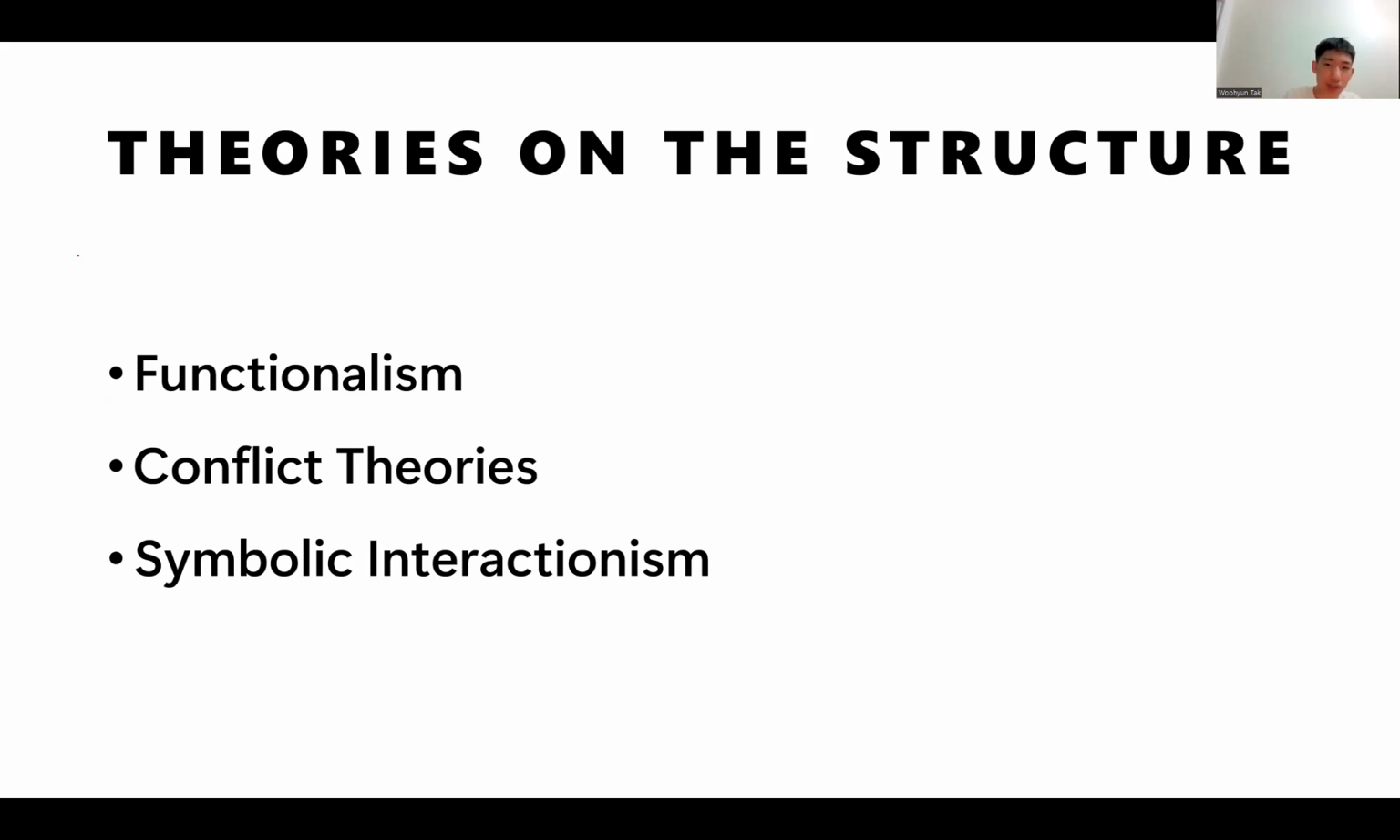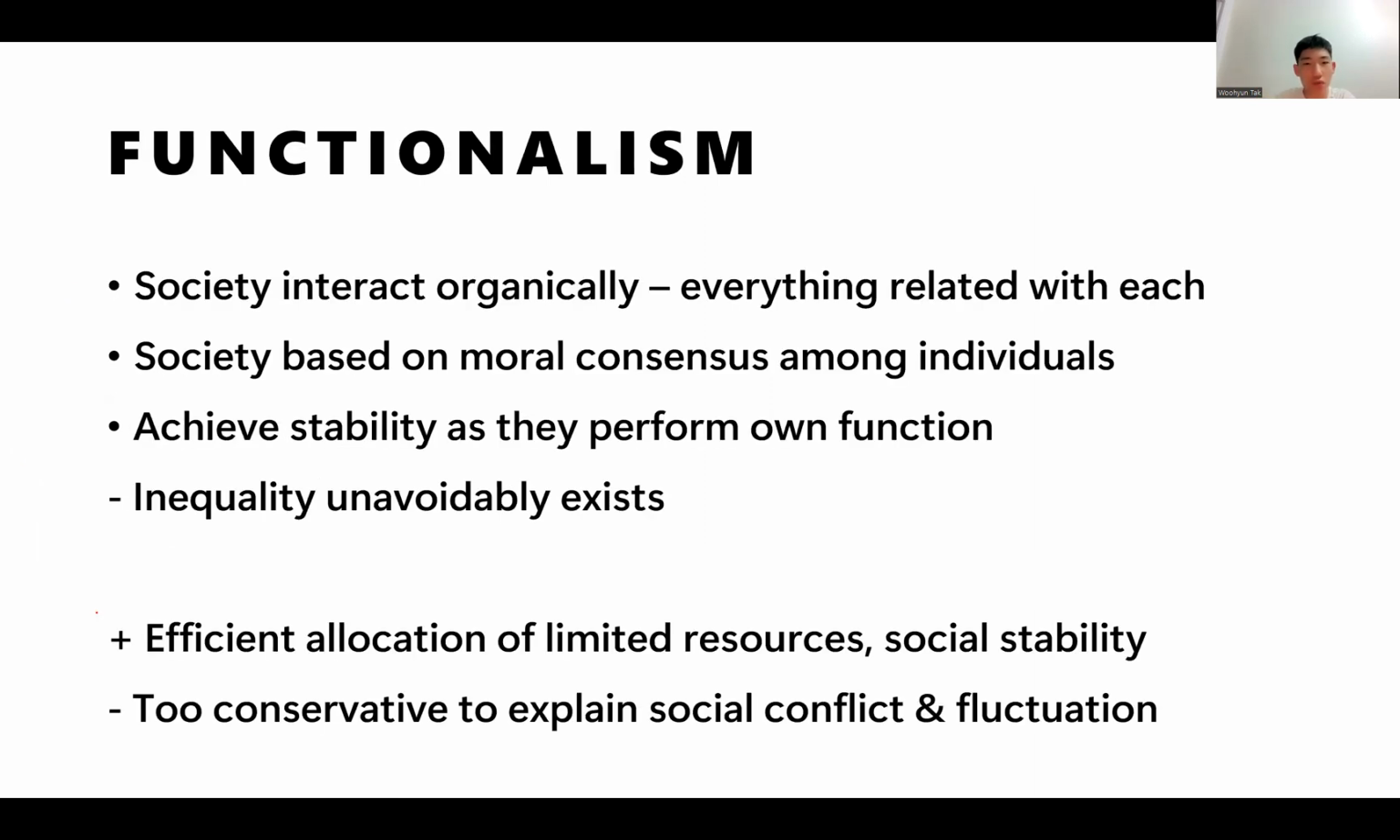So now we will talk about theories on social structures. We have three main theories, which are functionalism, conflict theories, and symbolic interactionism. First of all, functionalism believes that society interacts very organically, everything is related to each other, and society is based on moral consensus among individuals. That there has been consensus and a state of harmony in society. Therefore, it can achieve stability as they perform their own functions. For example, doctors care for patients, bus drivers drive the bus, and students study hard so that every society can remain in its balance of function.